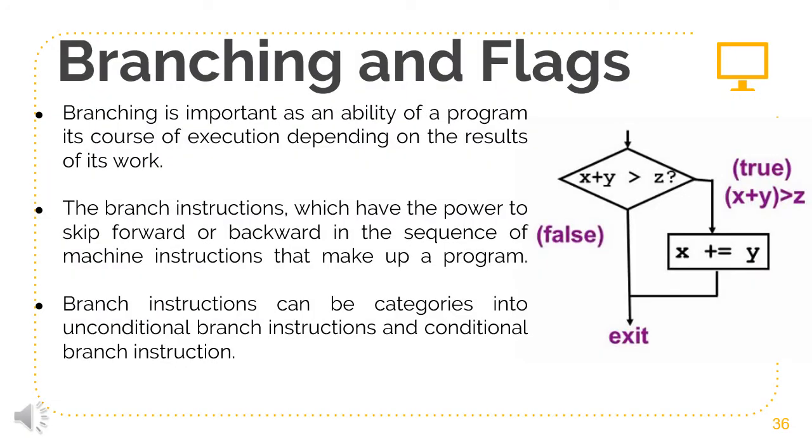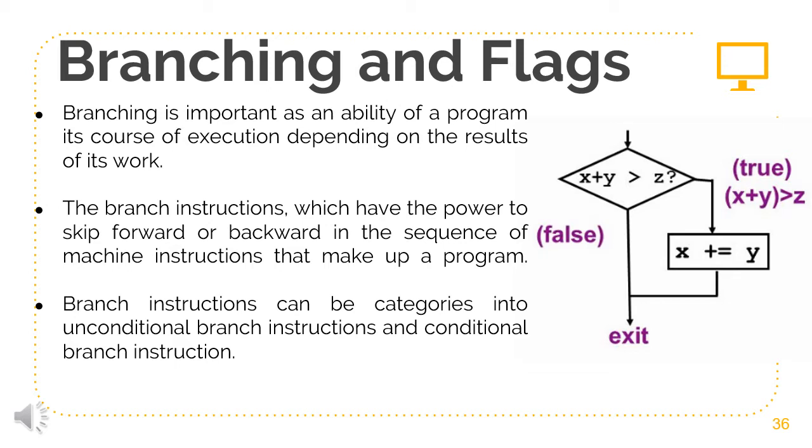We have completed instructions inside the CPU. Now in this section branching and flags will be explained. Branching is important as it gives a program the ability to change its course of execution depending on the results of its work. The branch instructions have the power to skip forward or backward in the sequence of machine instructions that make up a program. Branch instructions can be categorised into unconditional branch instructions and conditional branch instructions.